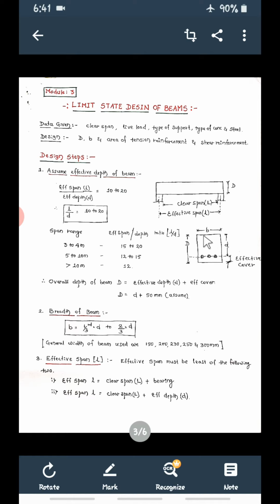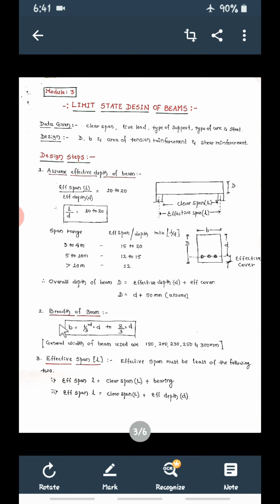The width of the beam, small b, you can directly assume as one third of D to two thirds of D. From D, which you get in the first step, so one third of D to two thirds of D.